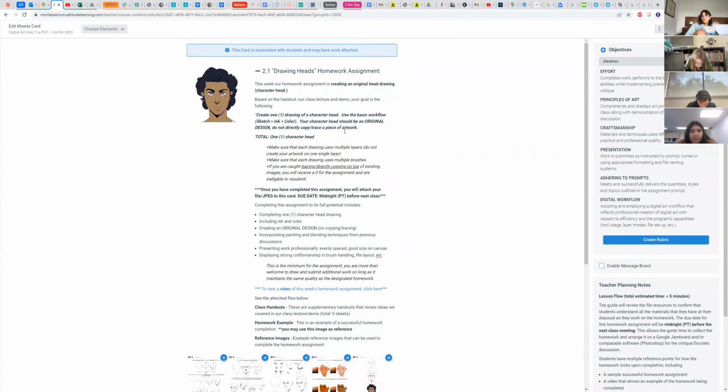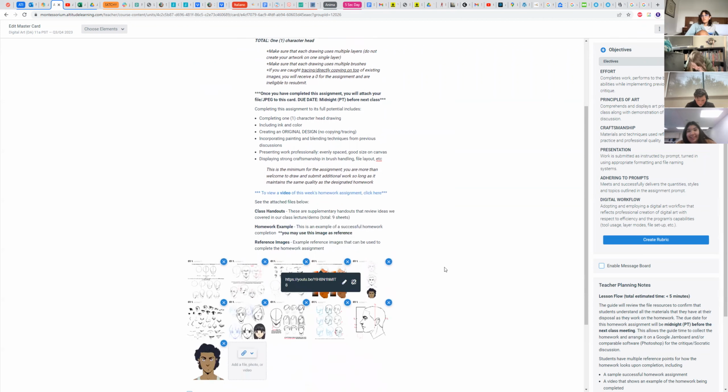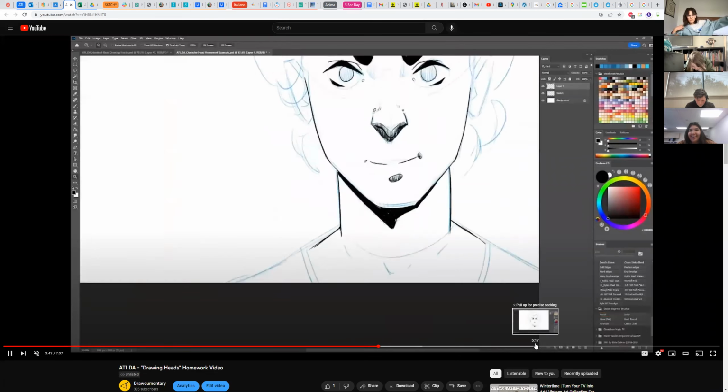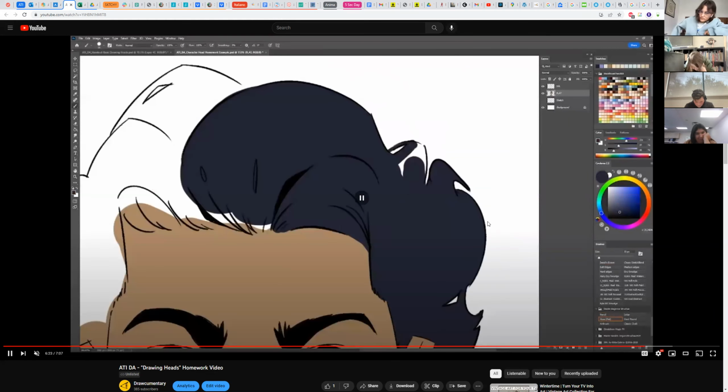One character head. And then we do want to add on here, because we did it last time too, include a screenshot of your layers. I really like seeing that process of how you develop the layers. If you have any questions, not only can you ask me, but there is a video on there. You can click on the video and it shows the whole process from start to finish. For the homework assignment, you can always scrub through and see some examples of how it's built up.